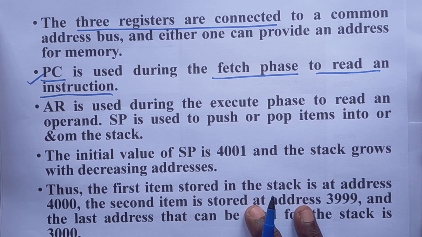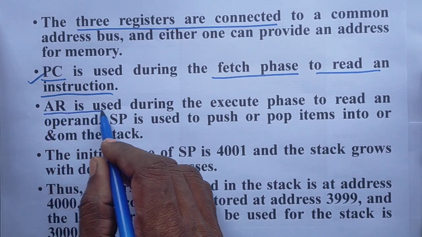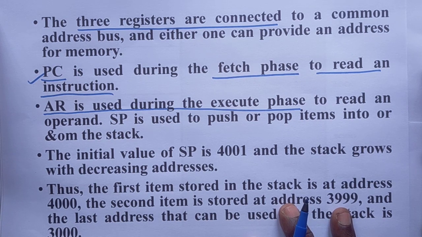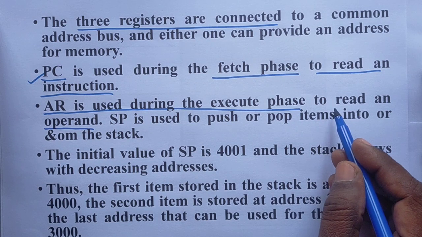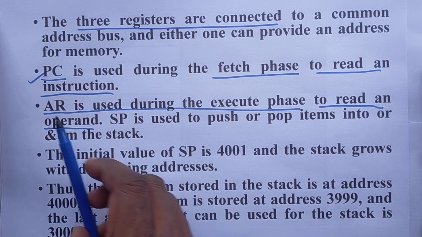Okay, now you see the first part is the PC, which just assigns the instruction, or reads the instruction from memory during fetch. After that, next is AR, the address register, used during the execution phase. Whenever execution starts and it needs to read an operand, the address register helps to find where the operand is, collect that operand data, and help to operate. They search for the operand through this address register.